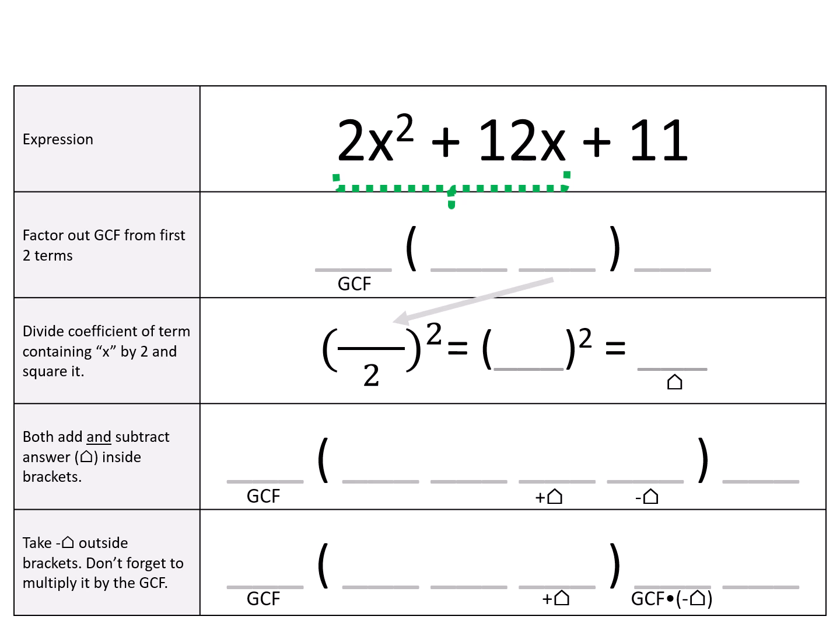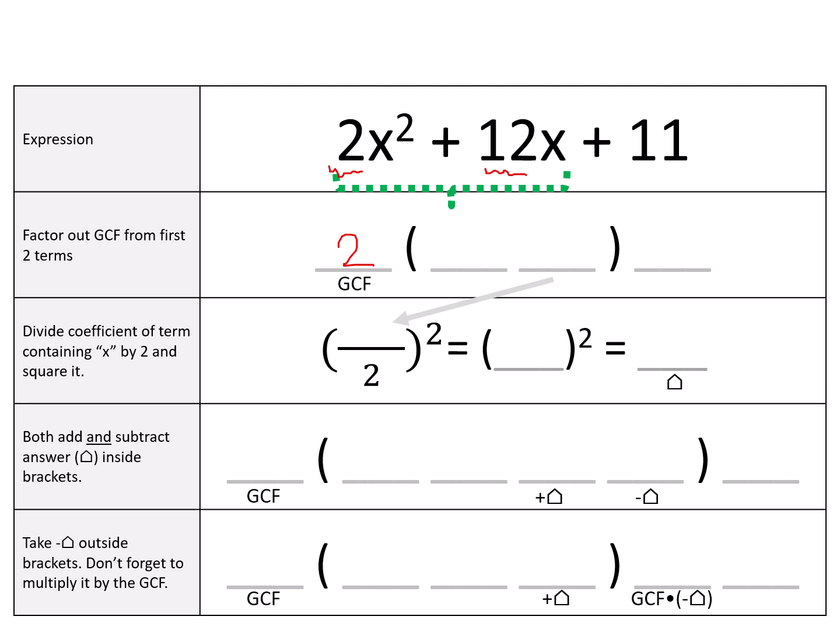In today's lesson, we'll be learning how to change standard form to vertex form using the technique completing the square. The first thing you want to do is factor out a greatest common factor from the first two terms. Over here, there's a coefficient of 2 and a coefficient of 12. The greatest common factor of 2 and 12 is 2.